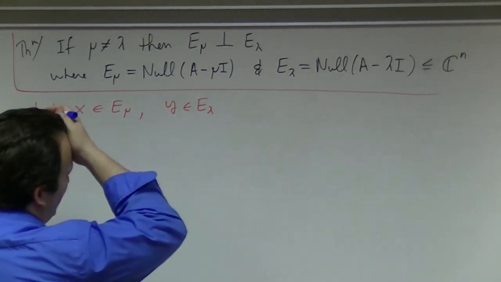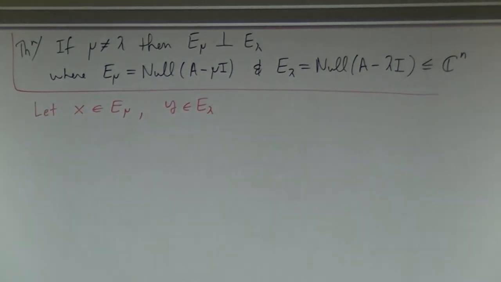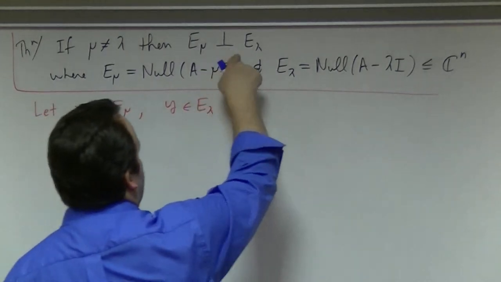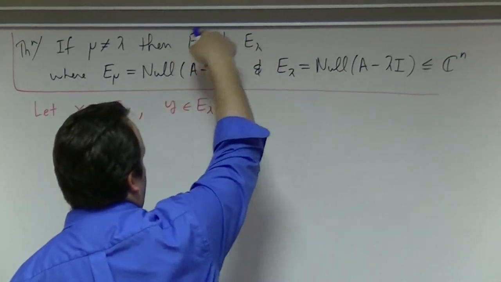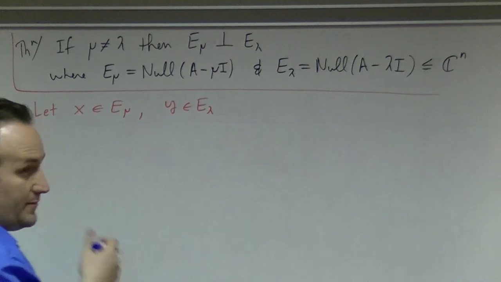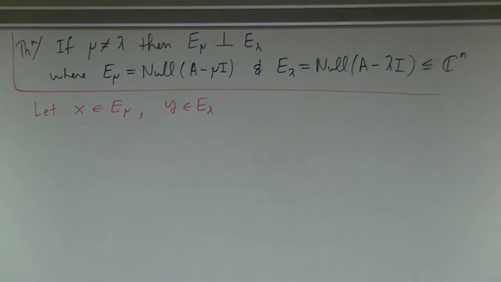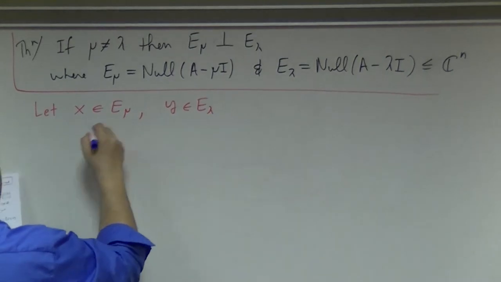And then what do we do? We know that when the dot product equals zero, then it is perpendicular. To say that these are perpendicular means that if I pick any vector in one and any vector in the other, the dot product of them is zero. Well, the inner product in this case is zero. So here's what you do.